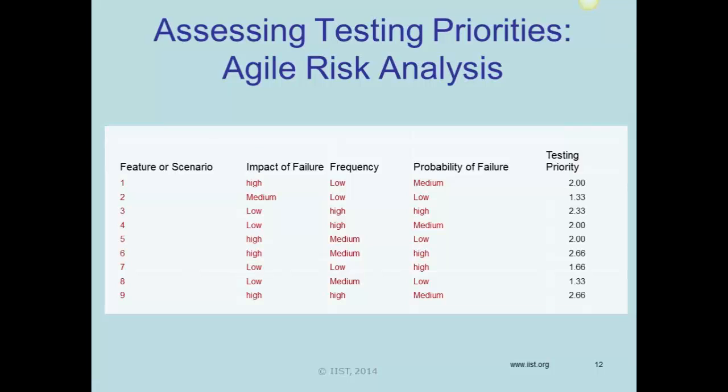For some systems, high impact means some people are going to lose their lives, for example, God forbid. But in other systems, high impact could very well mean that the company is going to lose some money. So it depends on the kind of system. I cannot tell you what high, what medium, what low is. Frequency is a very common thing. It says, okay, how often do we expect this scenario to happen in production?